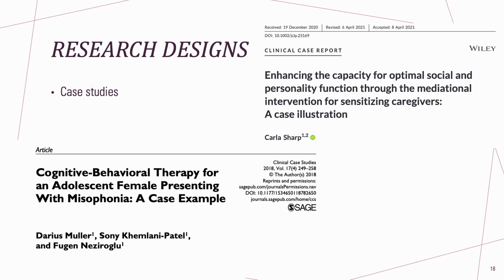The one on the right is "Enhancing Capacity for Optimal Social and Personality Function Through the Mediational Intervention for Sensitizing Caregivers: A Case Illustration." So this is yet another case study. We're calling it a case illustration here. And this is my advisor, so I know that the reason that this is a case study is, again, for kind of this rarity case.